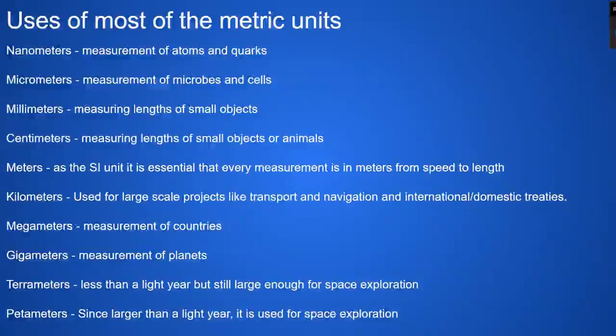See, SI means Système Internationale. Okay, that's French. I know I'm horrible at French, okay? So, Système Internationale means a system which is used internationally. Internationally recognized, universally recognized, whatever you want to say. Kilometers are used for large scale projects like transport, navigation, international and domestic treaties, other stuff like that.